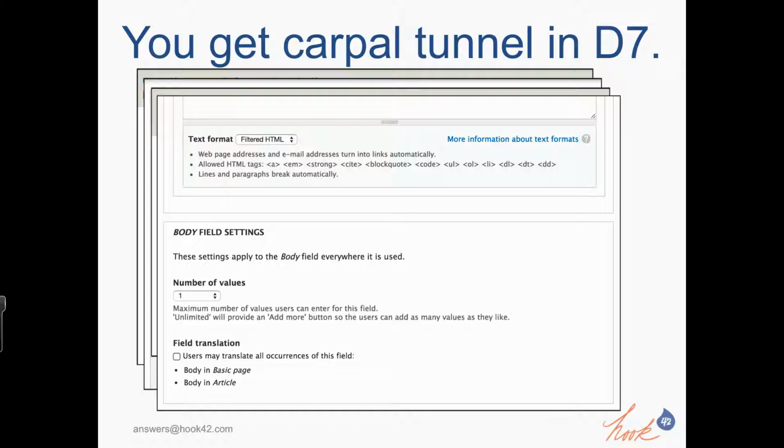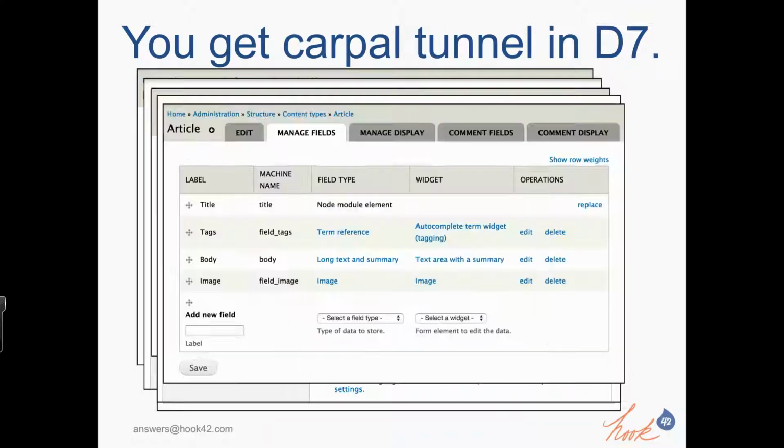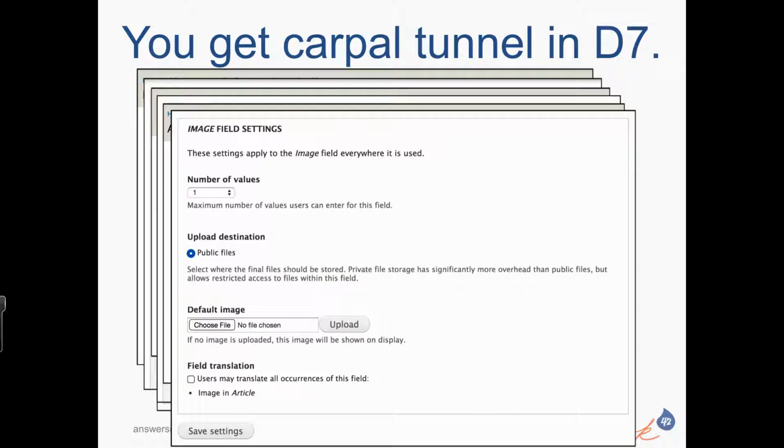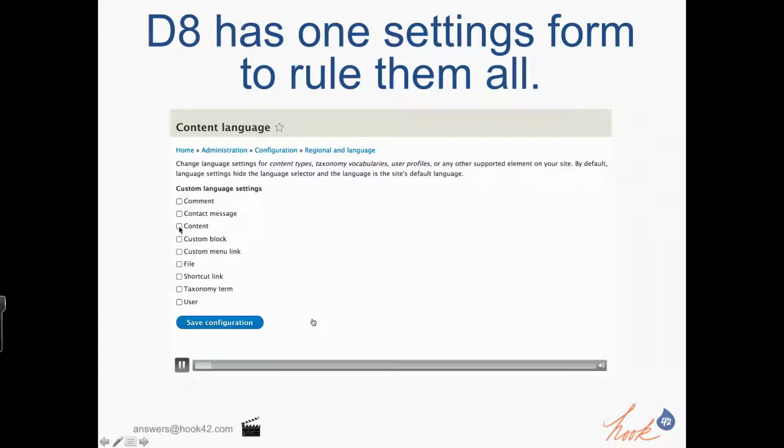And also vice versa, if you turn off translation, it causes a little bit of a different experience than you may want. And so here we're enabled with field translation. We're going to the next content type, and so we're clicking more fields now, and we're clicking more fields, and we're clicking more fields. But you know what, in Drupal 8 you have one settings page to rule them all.